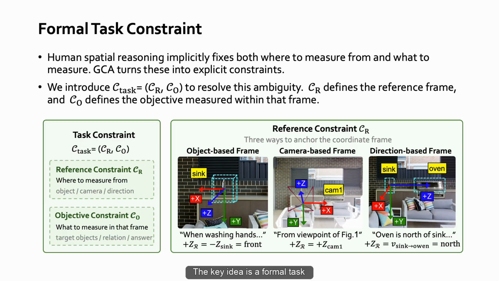The key idea is a formal task constraint, which has two parts. The first part is the reference constraint. It defines where we measure from, or more precisely, the reference frame for the answer. This frame can be object-based, camera-based, or direction-based. The second part is the objective constraint. It defines what must be measured within that frame, such as a relationship, direction, or distance. Together, the task constraint separates what to solve from how to solve it. This is the main design principle of GCA.